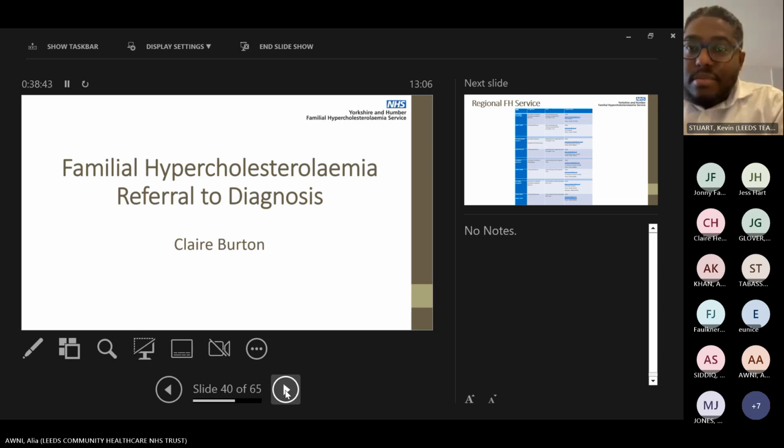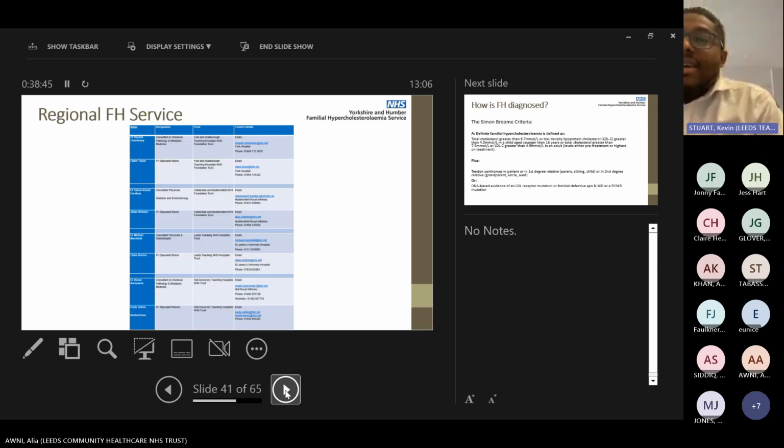Next slide. So the FH genetic service is a regional service. It's not just in Leeds, it's across all of Yorkshire. And these are just the numbers to refer or to give a call to access those services if you're not in Leeds, but within West Yorkshire.